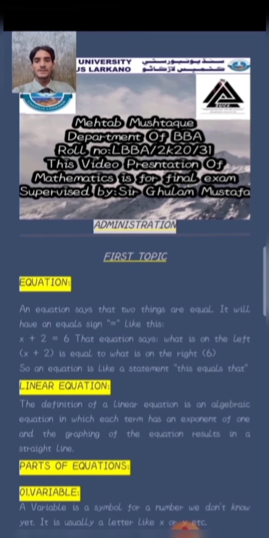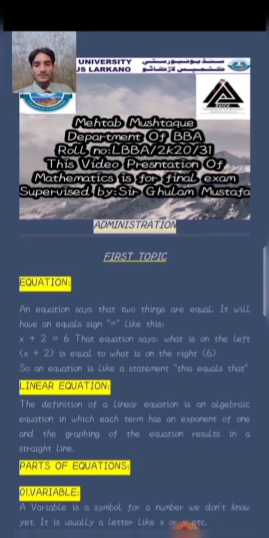My first topic is equation. An equation says that two things are equal. It will have an equal sign, like this: x plus 2 is equal to 6. That equation says what is on the left, x plus 2, is equal to what is on the right, 6. So an equation is like a statement: this equals that.